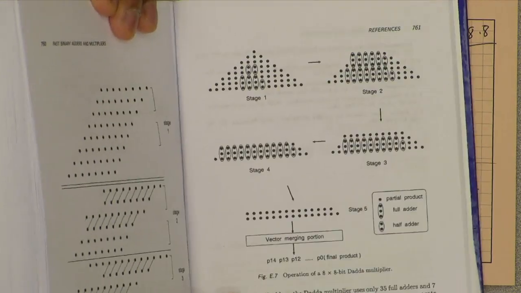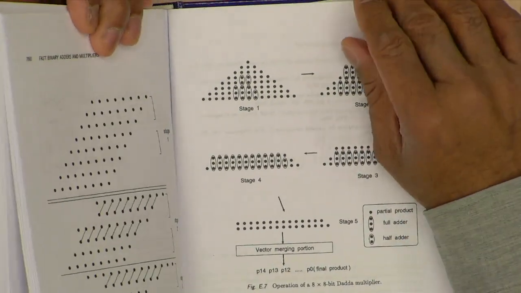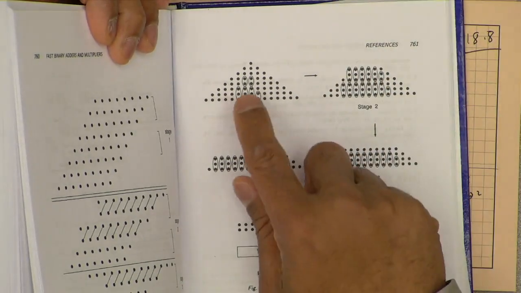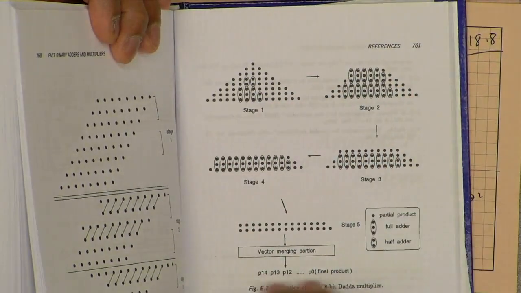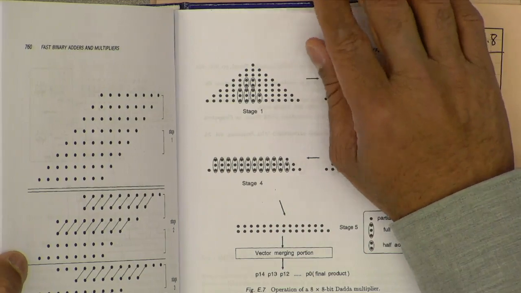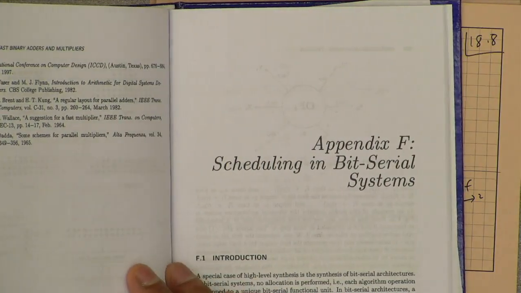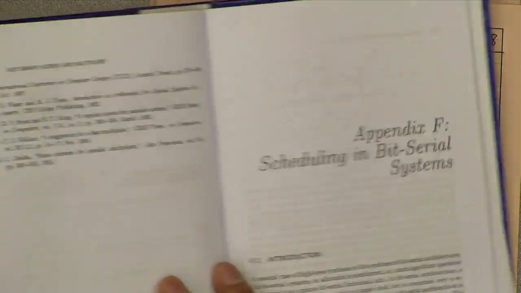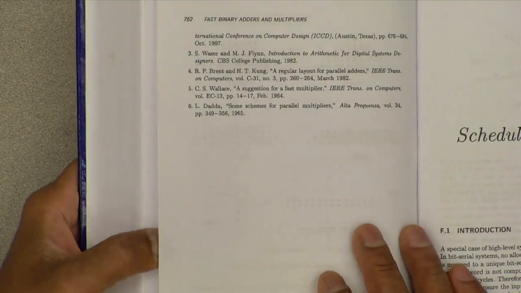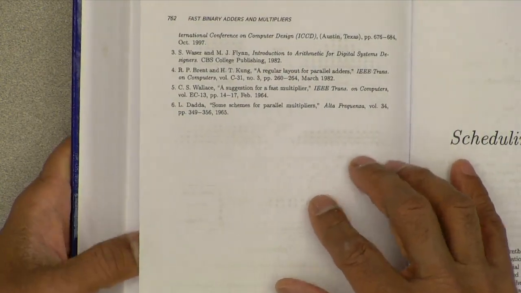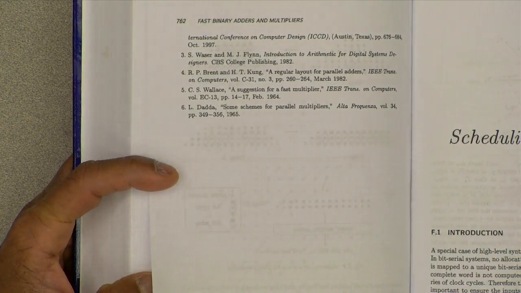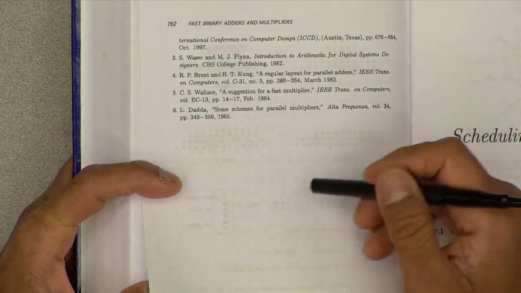Nobody uses the Dadda multiplier. The idea is certainly great. Nobody uses it because where we are putting these circles ultimately is very irregular, and there is no direct formula.